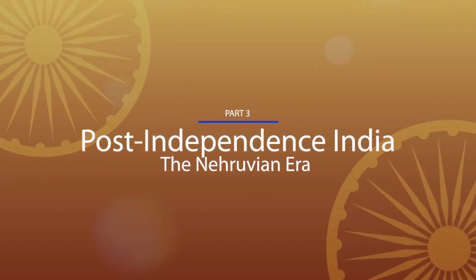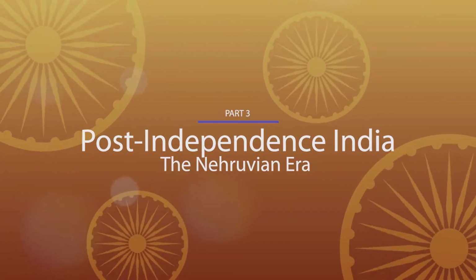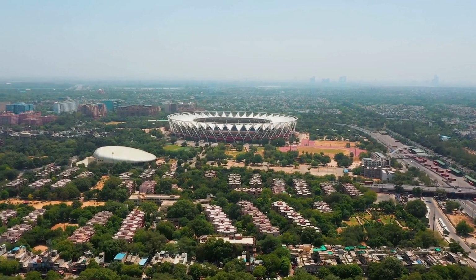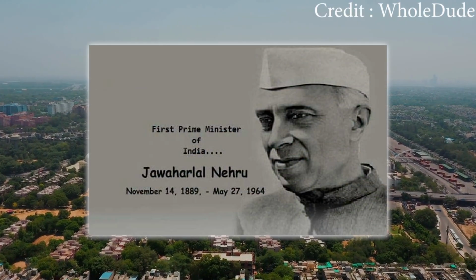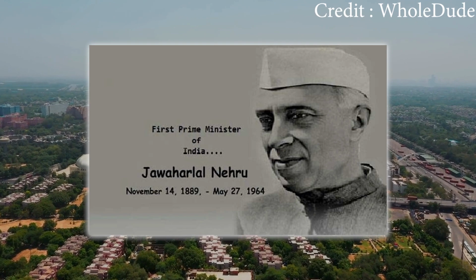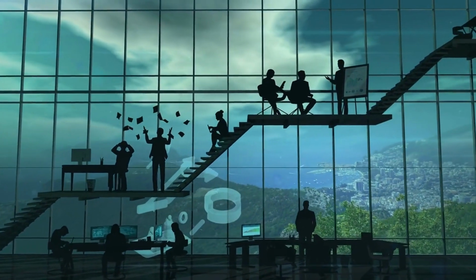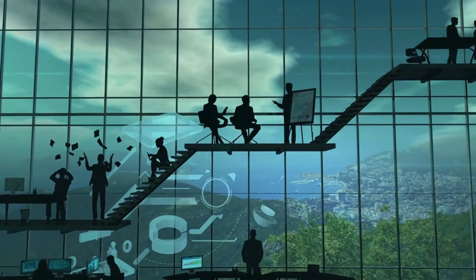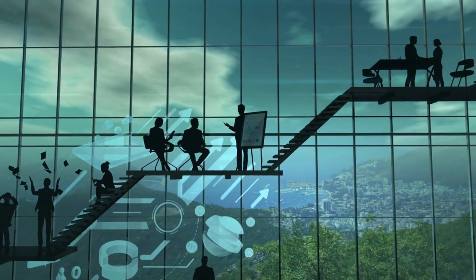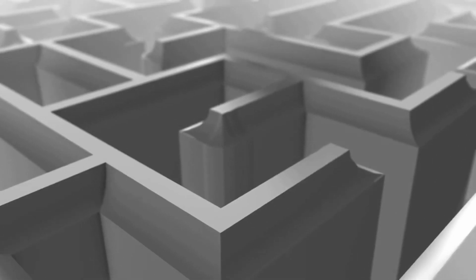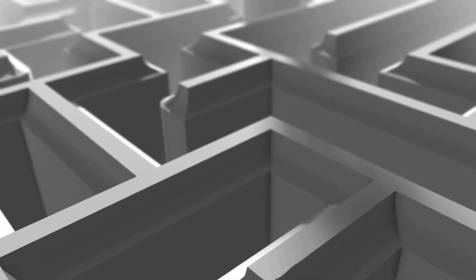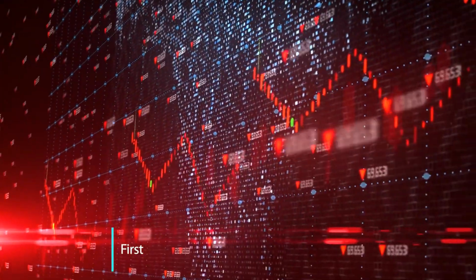Part 3. Post-independence India and the Nehruvian era. After India gained its independence in 1947, Jawaharlal Nehru became the country's first prime minister. He led India through its early years as a sovereign nation, focusing on economic development, social reform, and the promotion of democracy. But after India gained its independence, it faced several challenges, such as: first, economic.